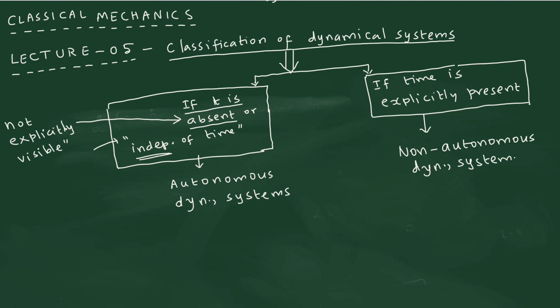Why do you have to be so careful in writing not explicitly visible, and why don't you simply say independent of time? We are talking about dynamics, right? A dynamical system means something has to change with respect to time. If time is changing and nothing else is changing, it is not dynamics at all. It is actually a problem of statics. This is a very fundamental thing.